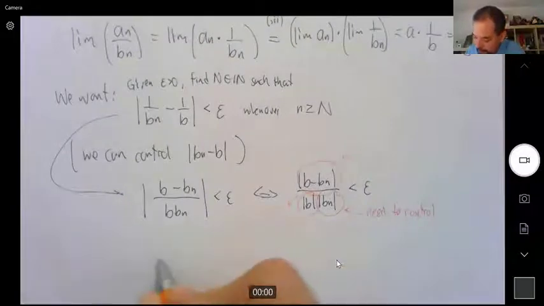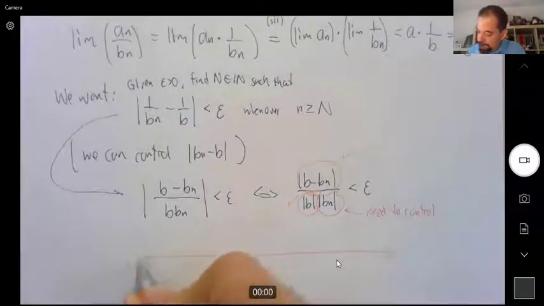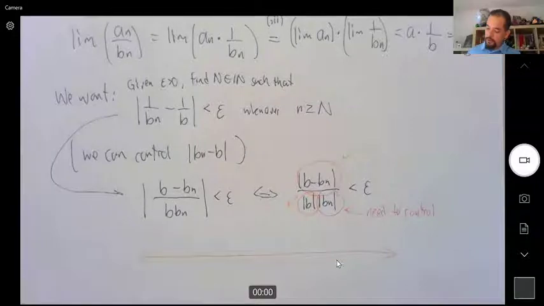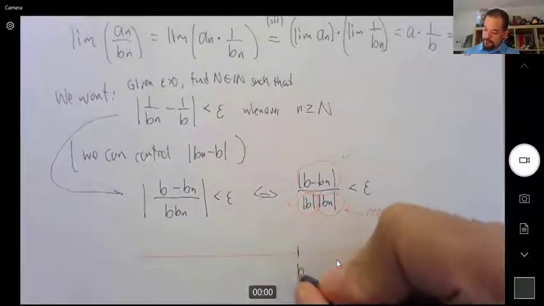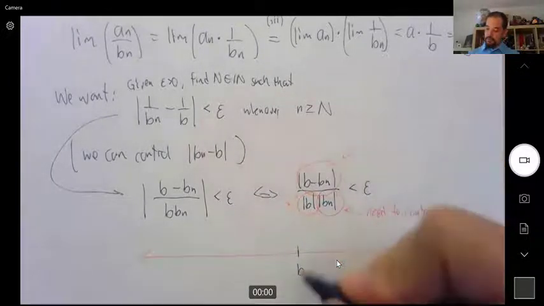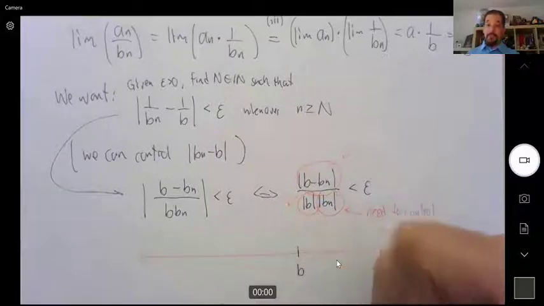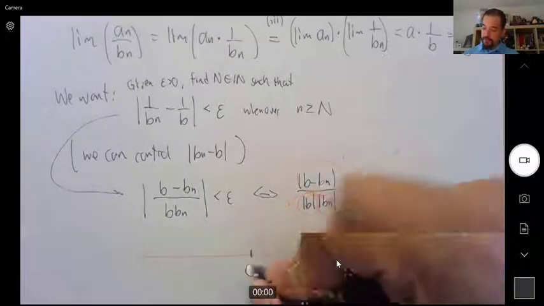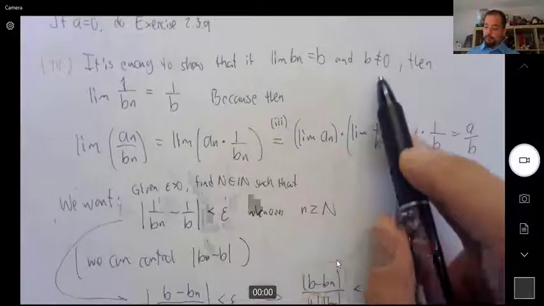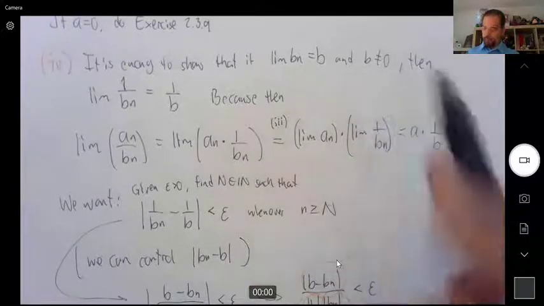Well, because think about it. It's picture time. Here is a picture of the Bn sequence. We know it converges to B, and B is not 0. That's important, right? B is different from 0. Otherwise, the whole thing doesn't work.